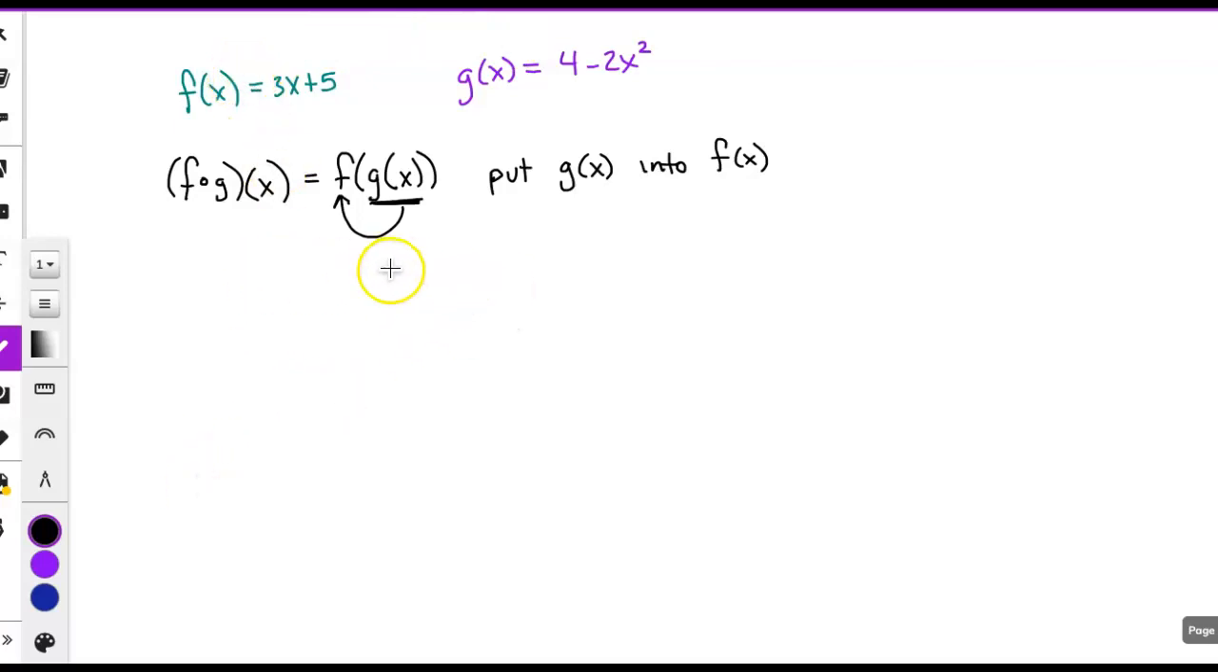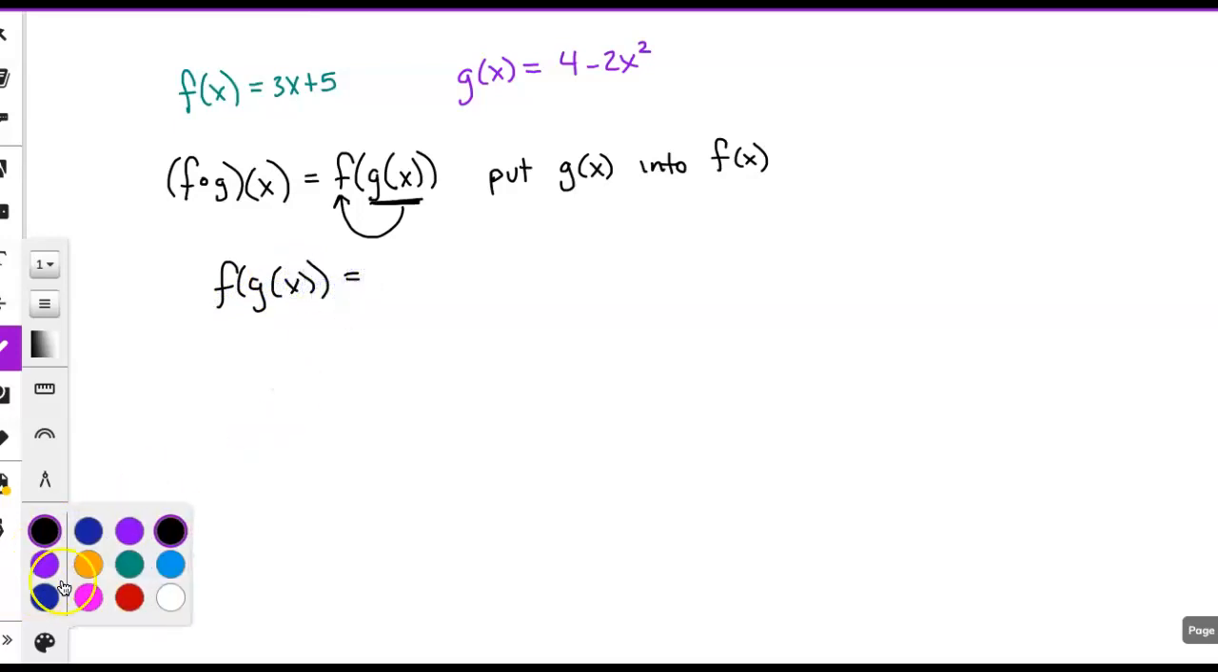So we would say that f of g of x is equal to, so I'm going to write the f function in green still. So it would be 3 times, and now we're going to put the g function in there. So we're going to write 4 minus 2x squared in for the x. 4 minus 2x squared goes in for that x, and then we still have to add the 5. So everything that's in the teal color is still your f of x, and we're just putting g of x, which is in purple, into the f function.